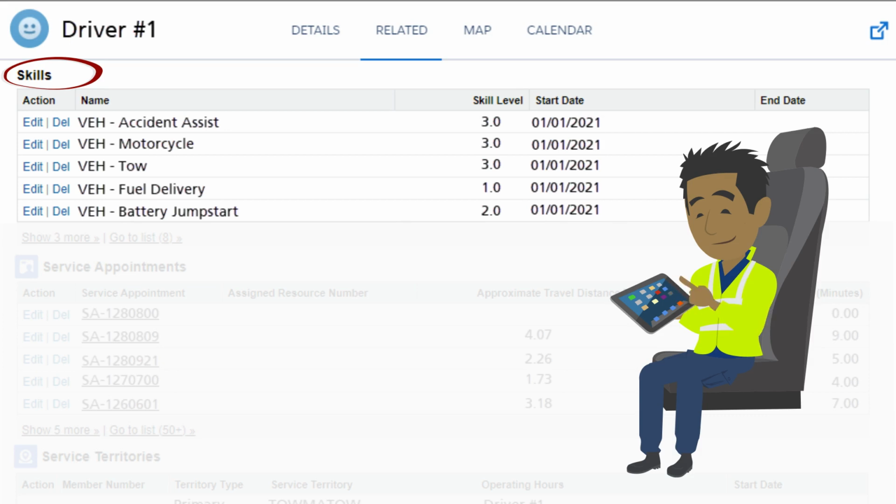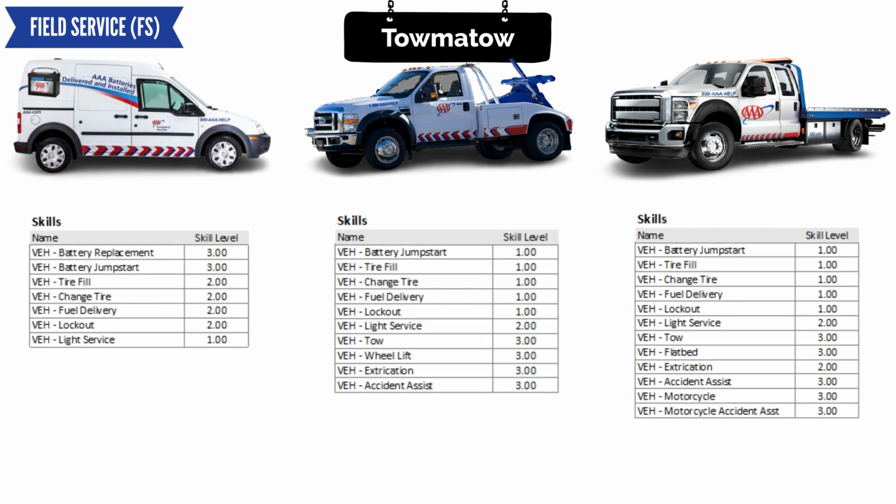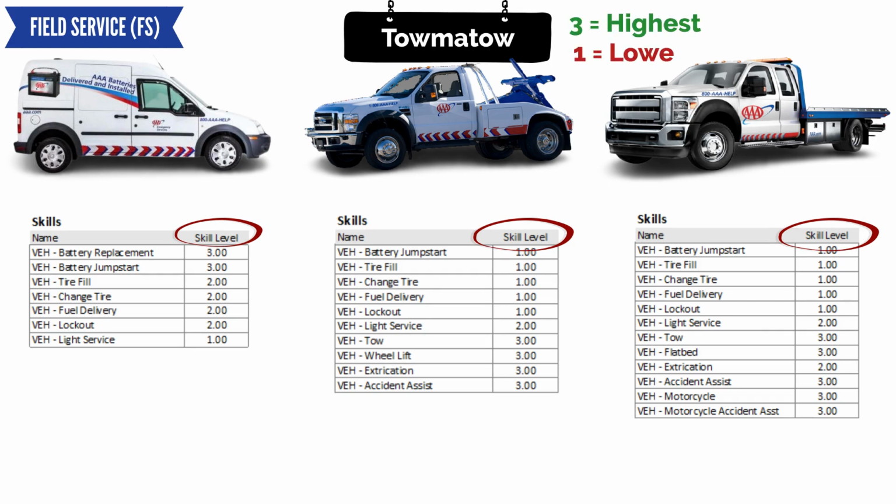Let's continue. Shown here, below each vehicle, are the skills of that vehicle. Each vehicle at your facility will receive its own unique skill list and skill level. The skill level is either a 1, 2, or 3, 3 being the highest score and 1 being the lowest score. Let's look at an example.